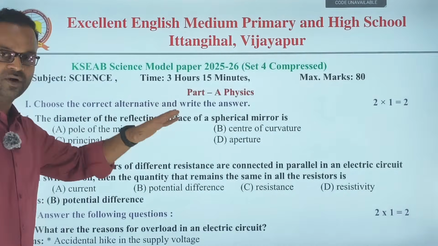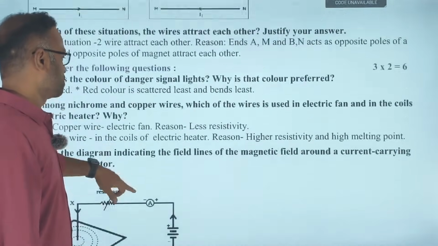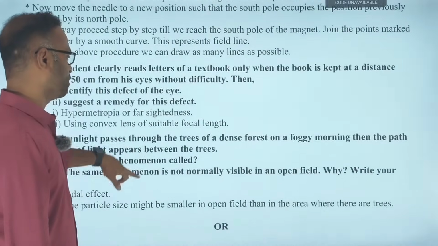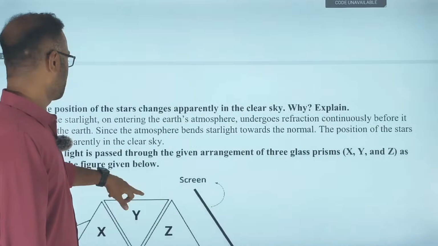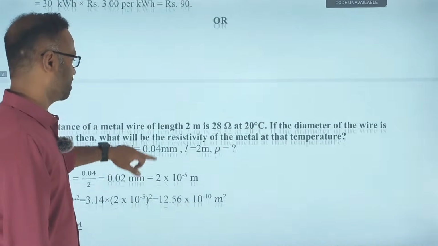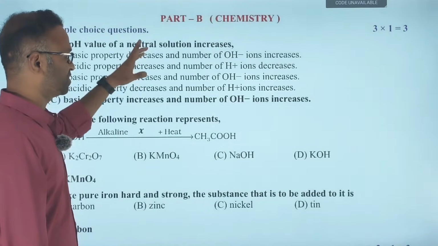The physics part will be covered by one of my colleagues, Amit sir. First, let us start with the chemistry questions which have been asked in model question paper number 4. One by one we'll go across. Any doubts in between? If you're not able to understand anything, feel free to mention it in the comment section so that I'll definitely revert back to your questions. So let us begin with the chemistry section.